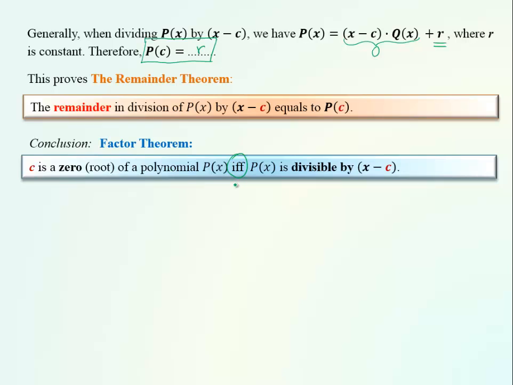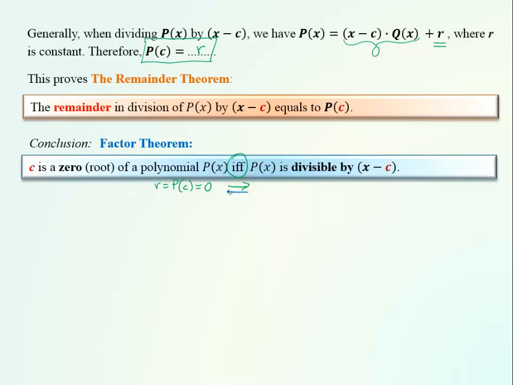Well, how come? Let's try to understand this implication. If c is a zero of a polynomial p of x, that means that p of c is equal to 0. But on the other hand, we know that p of c is the same as the remainder from the division by x minus c. Therefore, the remainder from this division is 0, which means that the divisor x minus c is actually a factor of polynomial p of x. Therefore, p of x is divisible by it.